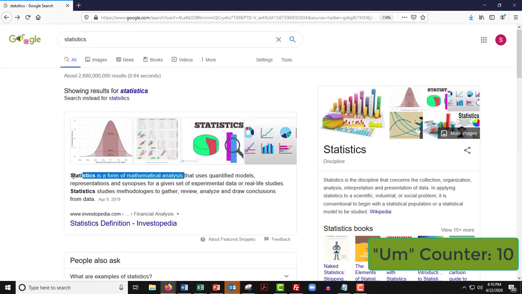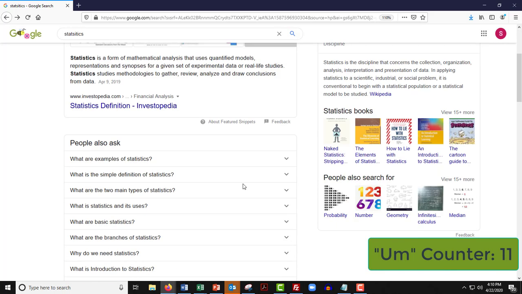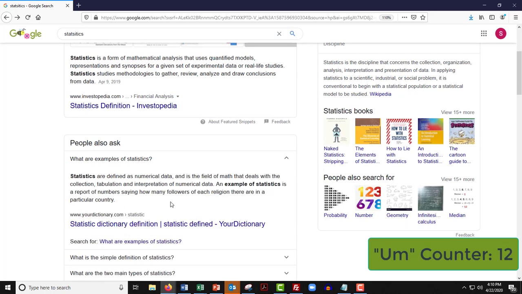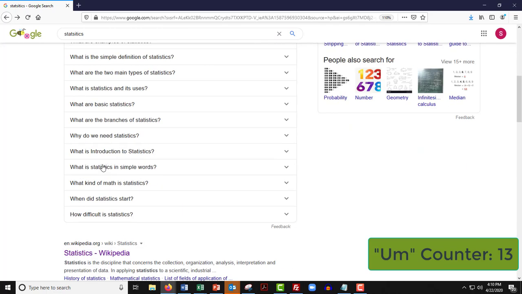So now up here, statistics is that first one I mentioned. It's the branch. It's a plural collective noun, as is this: statistics is the discipline. Down here, this was the wrong definition, where it said statistics are defined as numerical data. This one here, where was it?